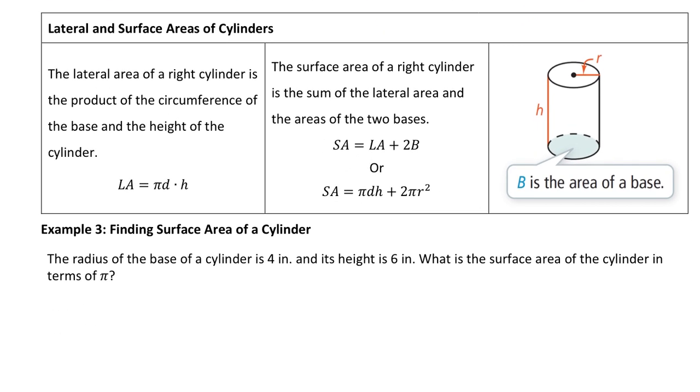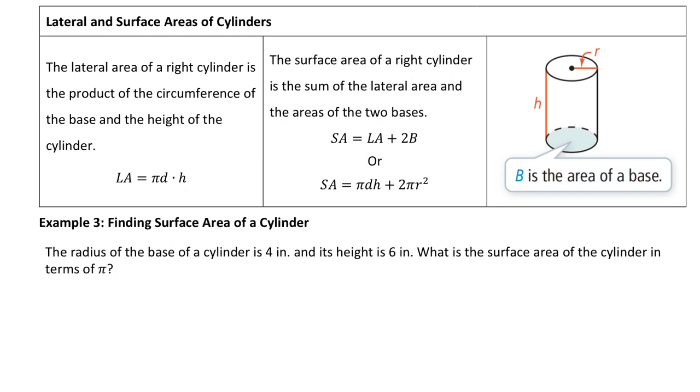The only other thing I would like to talk about is finding the lateral and surface area of cylinders. The lateral area of a right cylinder is the product of the circumference of the base and the height of the cylinder, okay? Because if we think about lateral area before, I said it was the perimeter of the base times the height. Circumference is the perimeter of a circle. So that represents the perimeter of the base.